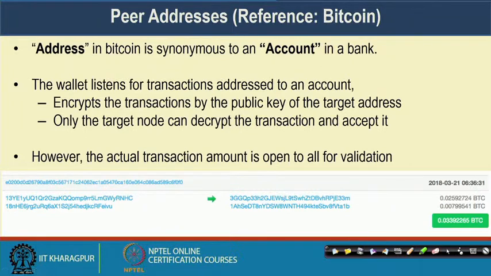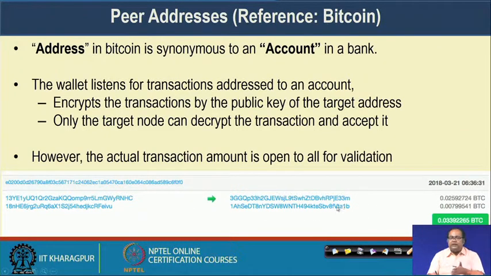These addresses in Bitcoin are analogous to an account in a bank. Every address uniquely identifies a user, so for every user, one address is associated with him or her. The wallet listens for the transactions addressed to an account, and these transactions are encrypted by the public key of the target address. Only the target node can decrypt the transaction and accept it, understanding that this transaction is intended for itself, and the wallet accepts the transaction and publishes the availability of this amount of Bitcoin in his or her wallet.